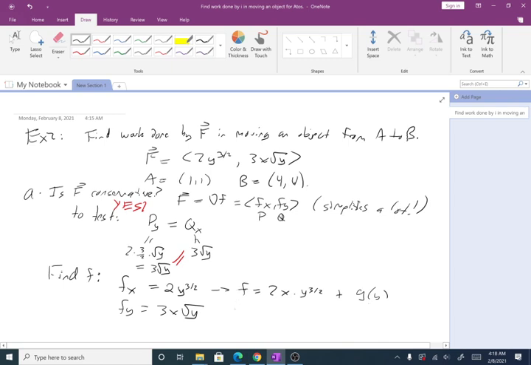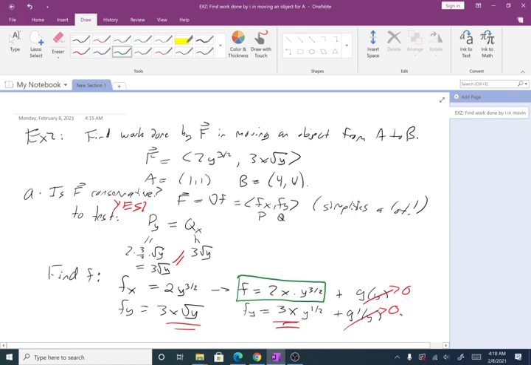So now if we differentiate what we just got, we get 3x y to the 1 half plus g prime of y. It turns out this is equal to what we have for our vector field. So let's just throw out the g. So this is our f. We're done.